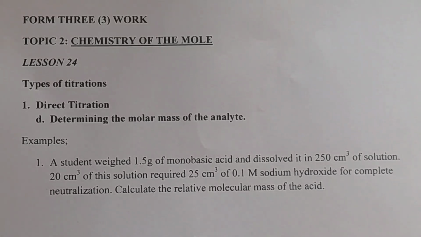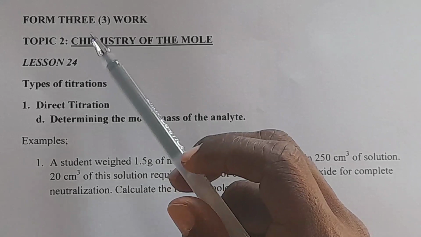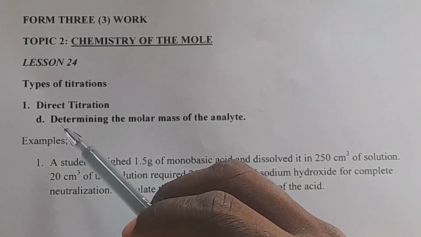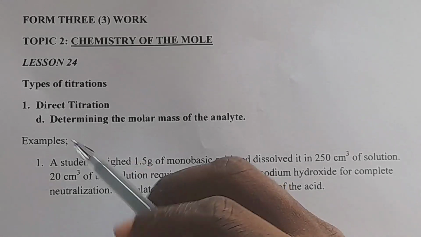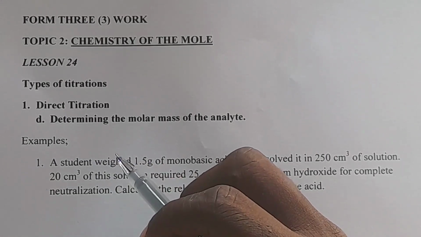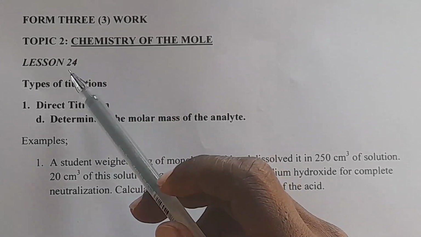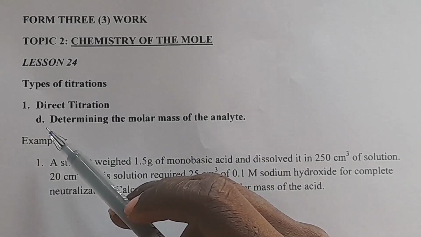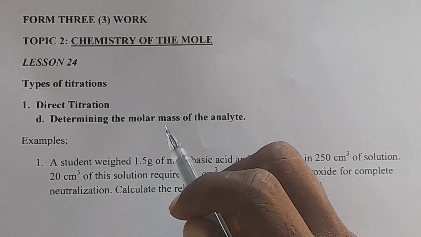Hello students, welcome. Previously, in lesson 23 from topic 2, we were dealing with the third aim of direct titration, that was determining the mass of the analyte in a given volume of a solution. So today, lesson 24, we are going to do aim number 4 or aim D, that's determining the molar mass of the analyte. Examples.